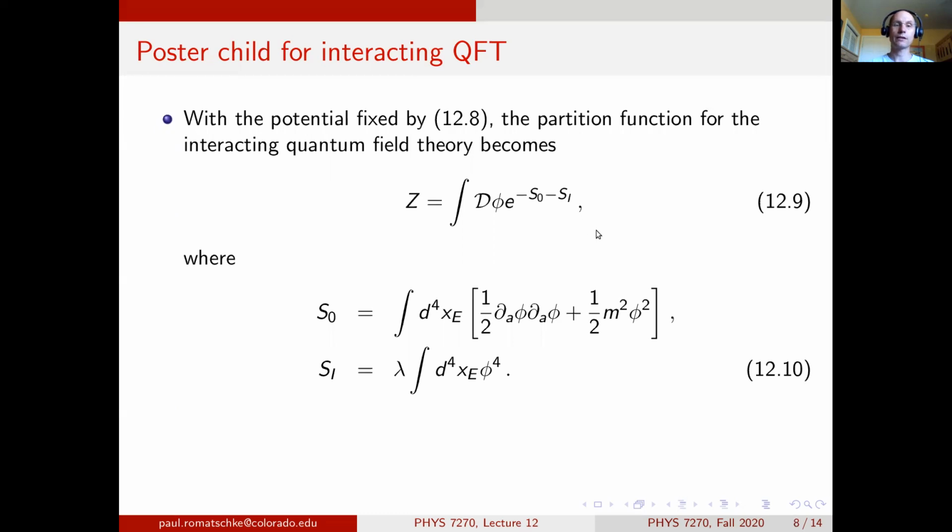With the potential fixed by this particular form, the interacting quantum field theory is then defined as the path integral over the exponent of minus the Euclidean action. I've split the Euclidean action into 2 parts. There's the part that corresponds to free field theory that we've discussed before, so this is just the quadratic part in the field. And then the remainder, which I call S_I for interacting action, is the part that contains this phi to the 4 term that we discussed earlier.